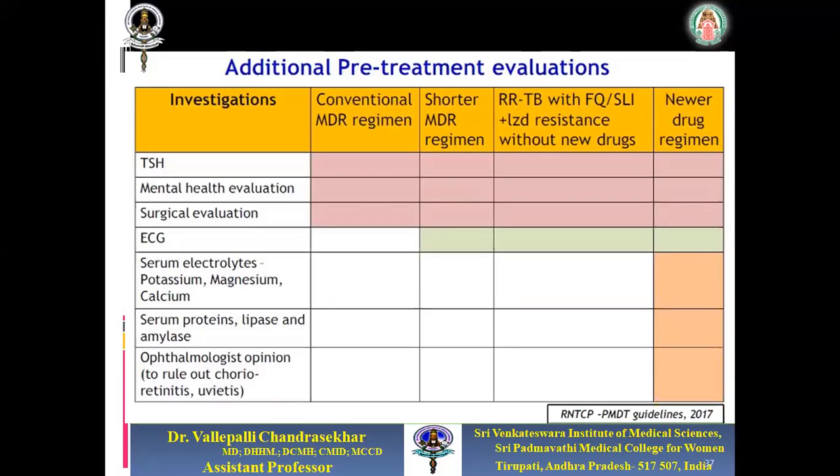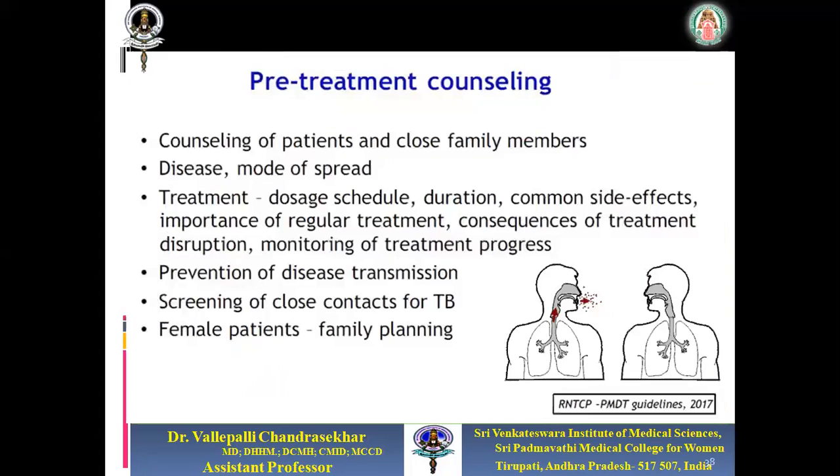Then you can order ECG in the shorter rifampicin resistance or new drug regimen if you are starting those drugs. Then serum electrolytes, potassium, magnesium, and calcium we will order in the new drug regimen when we are giving bedaquiline. Another newer drug is delamanid, but bedaquiline we are using much more frequently. Then serum proteins, lipase and amylase, and an ophthalmologist opinion. We have to rule out chorioretinitis or uveitis in case we are giving the newer drug regimen.